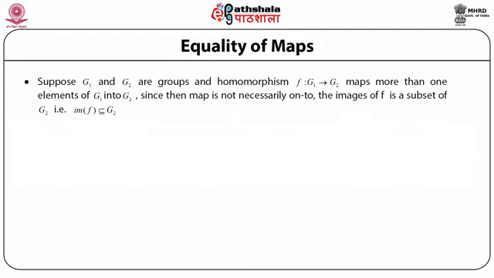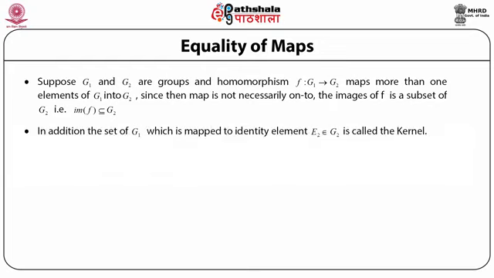Suppose G1 and G2 are groups. Then the homomorphism F from G1 going to G2 maps more than one element of G1 into G2. That is, we are considering a homomorphism wherein more than one element of G1 is mapped to G2. Since the map is not necessarily onto, the image of F is only a subset of G2. That is, the image of F is a subset, not a subgroup, of G2.